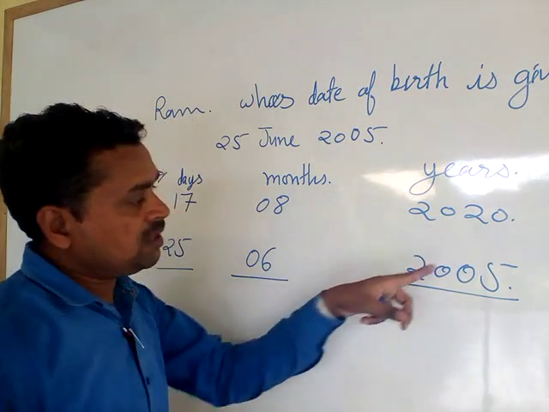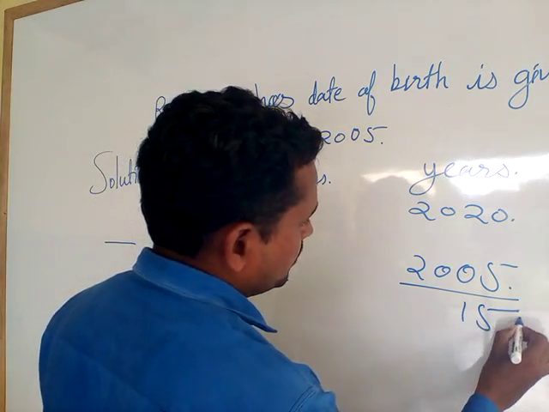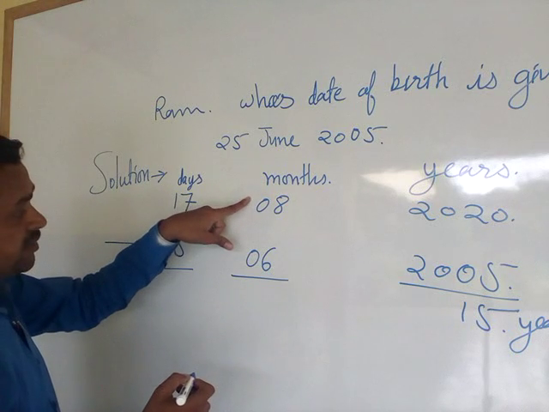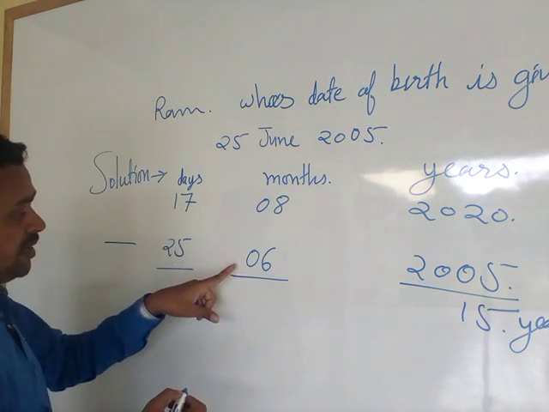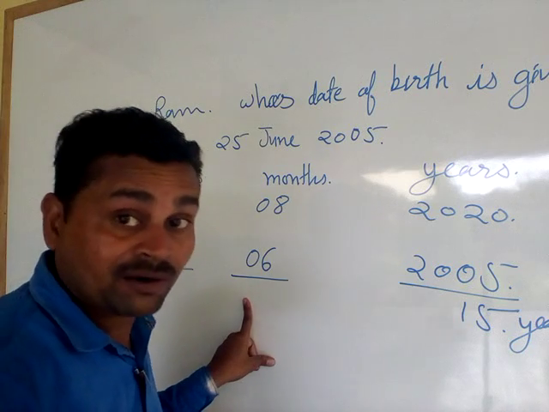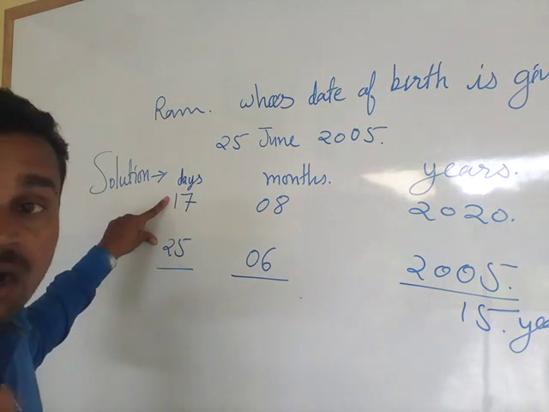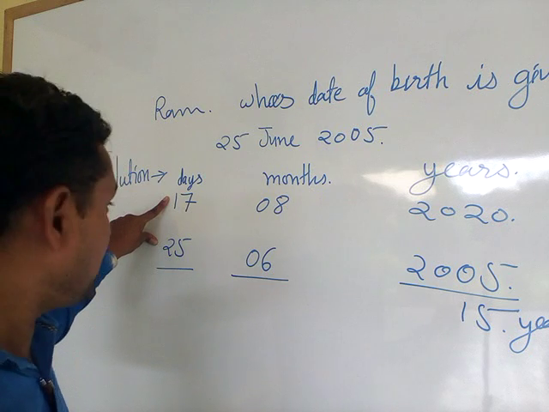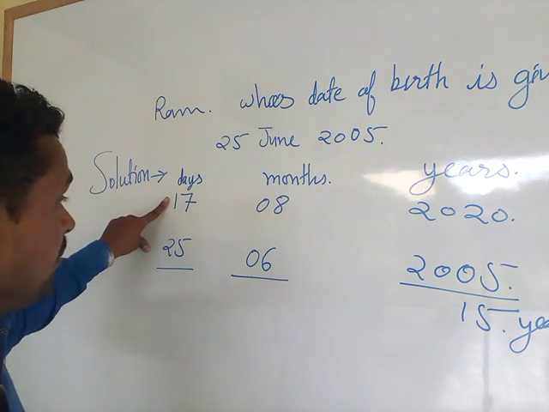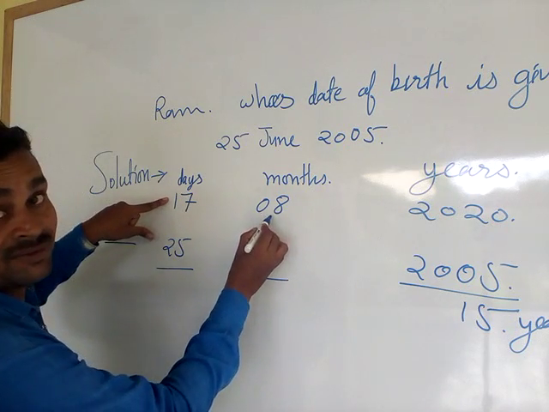This is a very interesting solution. 2020 minus 2005 is 15, these are years. And 8 minus 6 is 2. What about days? 17 minus 25 is not possible, we cannot subtract 25 from 17. So what will be done? We take 1 month from the months.